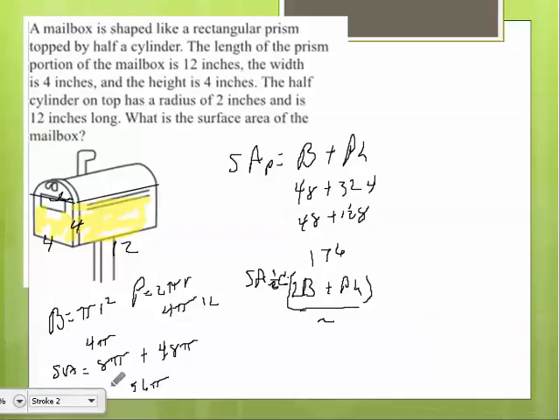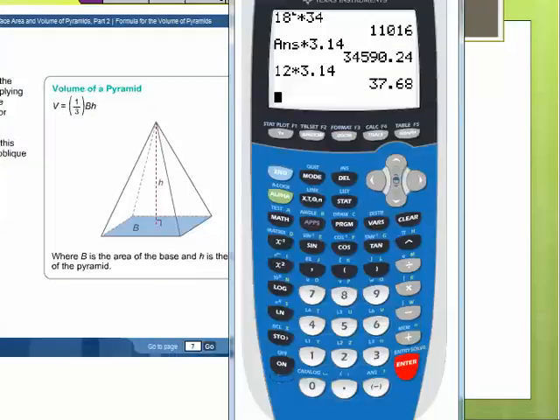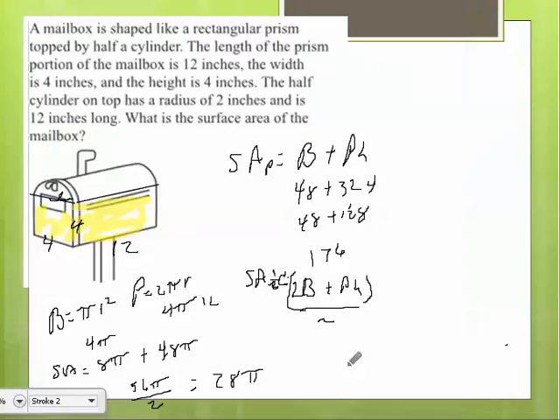So my surface area divided by 2 is going to be 28 pi. Now I can multiply that times pi, and I just don't know my 3.14s all that well. So 28 times 3.14, and you get 87.92.